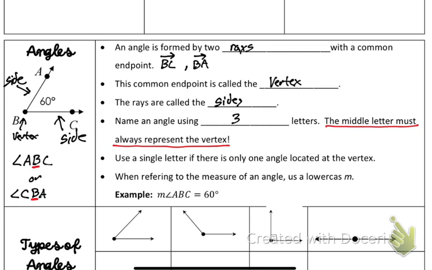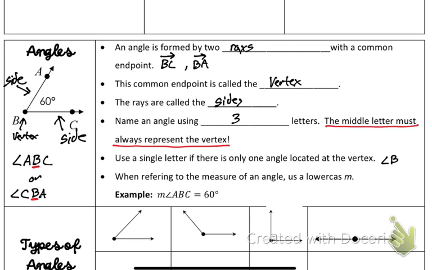We're going to talk about a couple different ways. The first other way to name it only works in one case. Right here it says use a single letter if there's only one angle located at the vertex. Now this isn't a trick question. How many angles do you see up here? One. There's one angle, so you can use one letter to name it. So you could, in this one case, call this angle B. It's not my preferred, but you could call it angle B because there's only one angle that could be angle B.